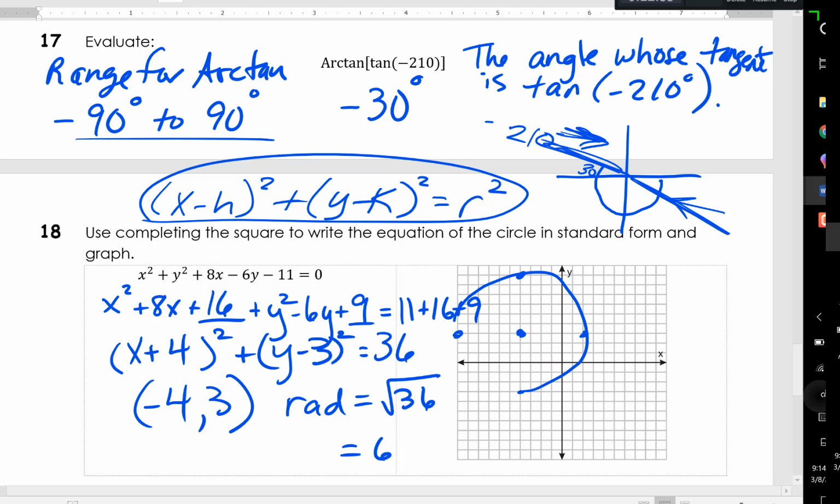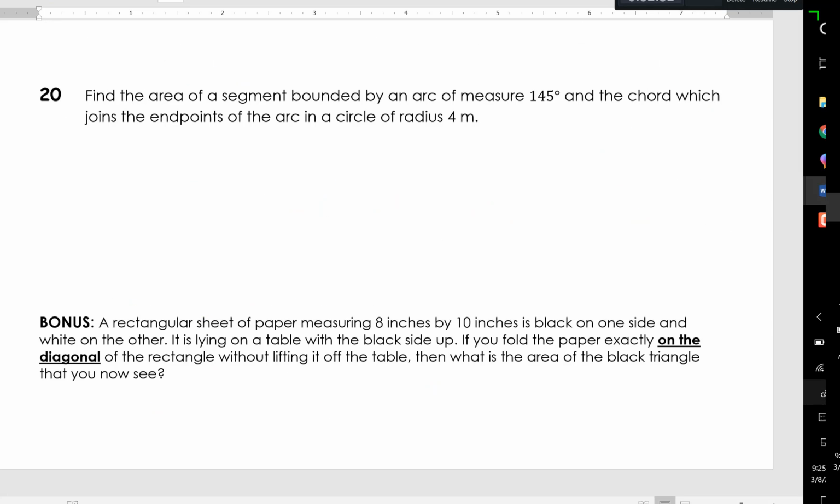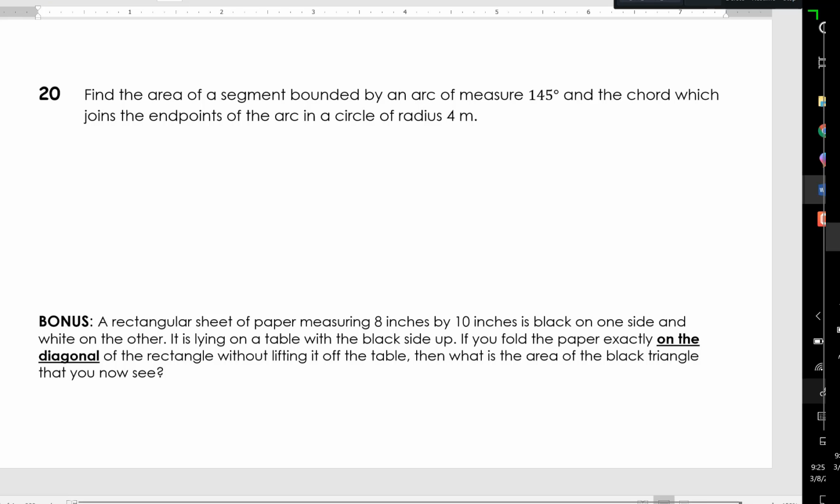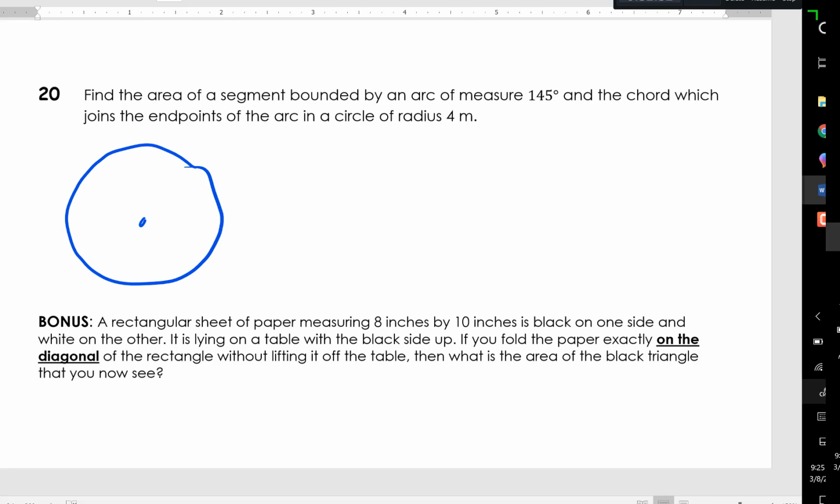So you got this circle right here. Okay, number 20, find the area of a segment bounded by an arc of measure 145 and the chord which joins the end points of the arc in a circle of radius 4. All right, so you've got a circle with radius 4. And you're talking about a 145 degree angle.